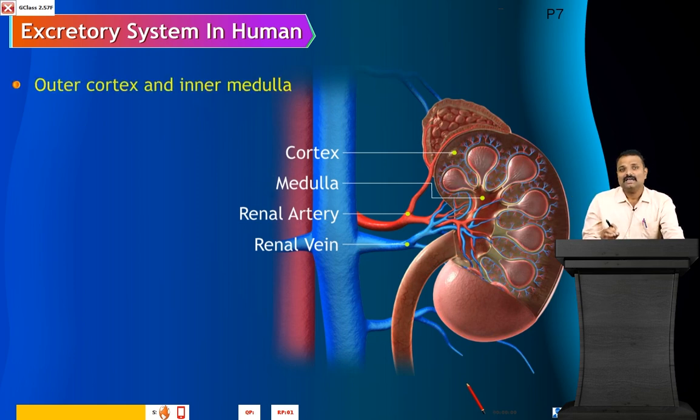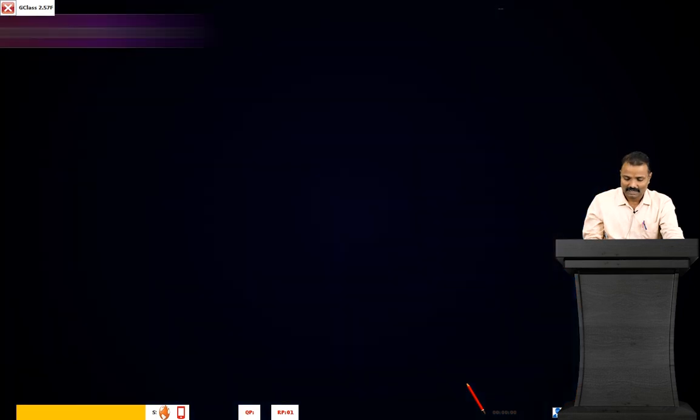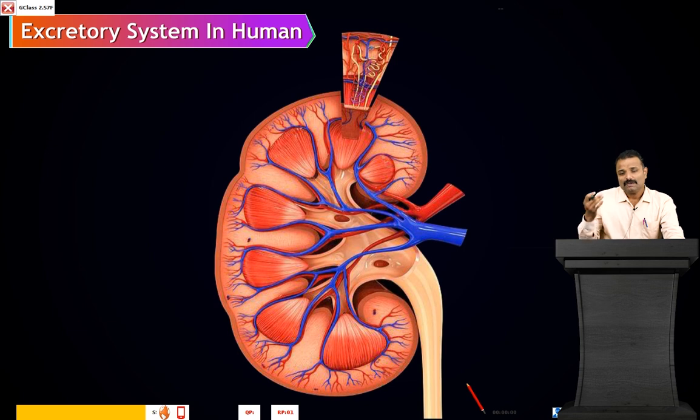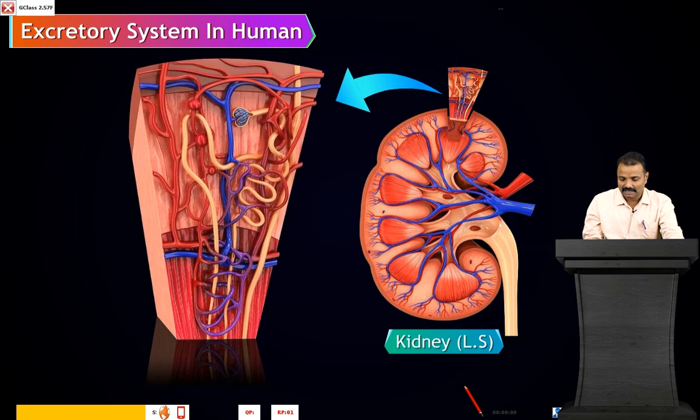Now to summarize, kidney has outer cortex and inner medulla, and next we saw renal pyramids, and at last it's about the blood vessels, that is renal artery and renal vein. Clear students? Okay, so to understand more precisely, let me take a particular part and highlight it and show it to you. So here is a section of kidney, and let me focus on the section that I have taken here. Now here comes the focused one.